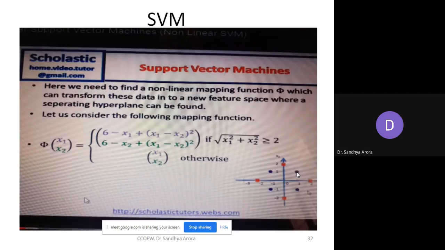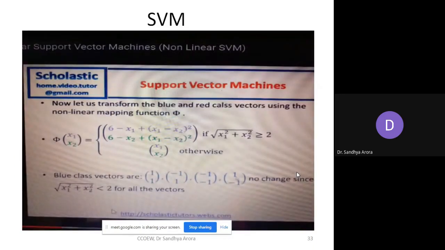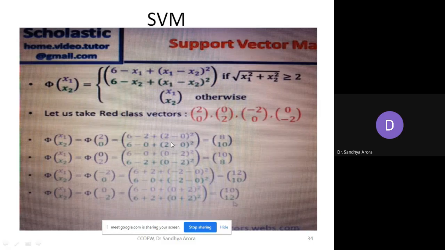Okay, so you will see that all blue points will not fall in the category of x1 squared plus x2 squared greater than or equal to 2. For any blue point, the square root of x1 squared plus x2 squared will not be greater than or equal to 2. For whom will it come? For all the red points, like 2 0, 0 2, -2 0 and so on. For all those points the value is greater than or equal to 2. So all these points will be mapped to this dimension.